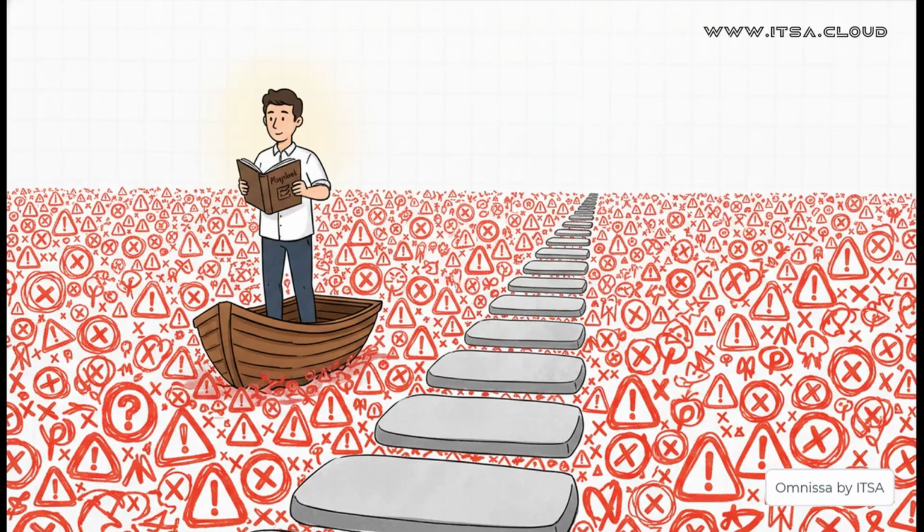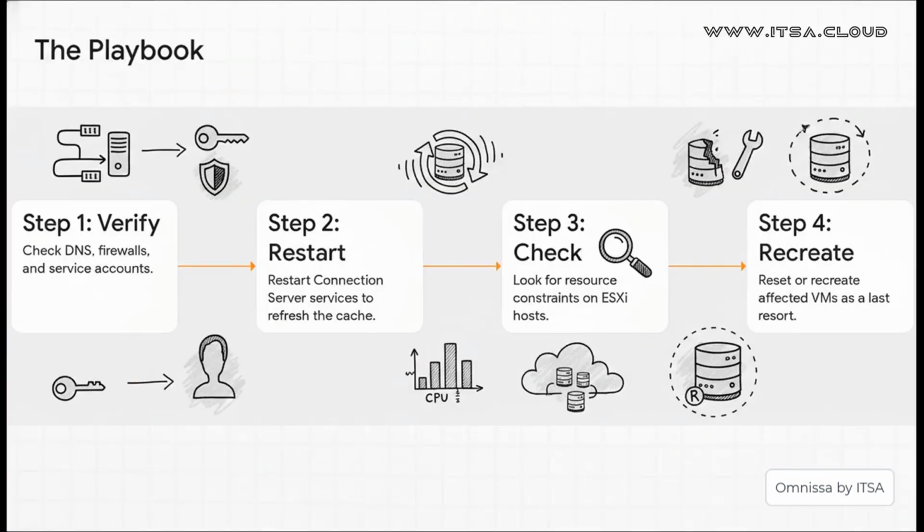Here's your playbook. No need to panic. Just work the problem step by step. Let's dive in. Step 1. Check the basics. Seriously, before you do anything complicated, verify the fundamentals. Can your connection server even see vCenter? Just try a simple ping. Are the firewall ports open? Are the service account credentials still good? You would be shocked how often it's one of those.